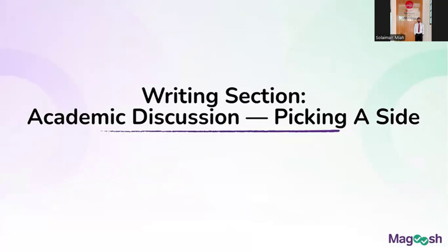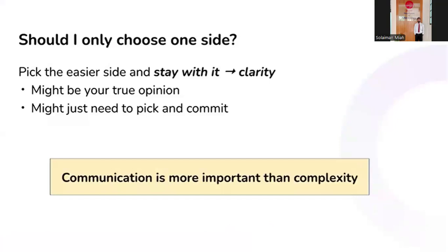and stick with it. Why should you pick a side? In a word, clarity. When you are deciding what to say and what to focus on in your response, choose the option that is easiest for you to write about clearly and stay with it. In many cases, that will be your true opinion, but sometimes you will not have a strong preference. In that case, just pick a side and commit. The key point here is that communication is more important than complexity.